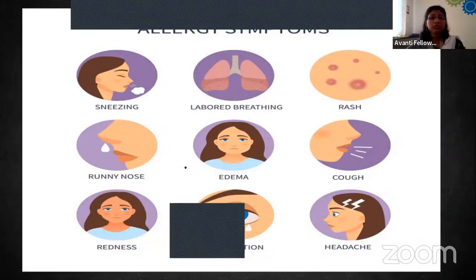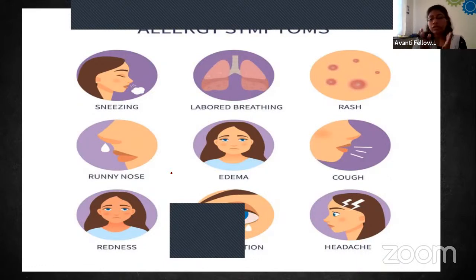So the allergy has different types of symptoms: sneezing, labored breathing, that is heavy breathing, rashes, runny nose, edema, that is swelling, rashes on the skin, okay, cough, redness, lacrimation, that is tearing, and headache.